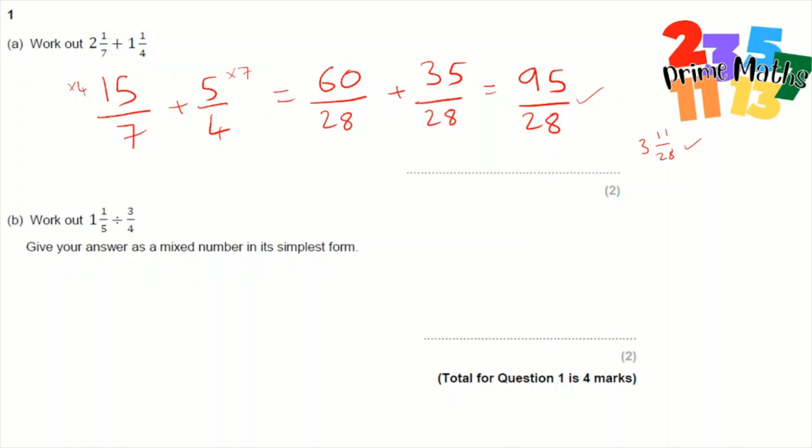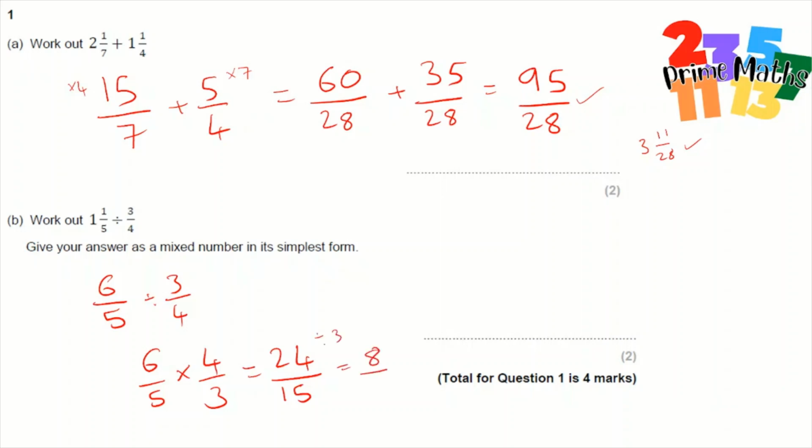Dividing, we need to change the top-heavy fraction again. So 6/5 divided by 3/4. This is the same as 6/5 multiplied by 4 over 3. 6 times 4 gives us 24. 5 times 3 is 15. It wants it as a mixed number in its simplest form. I can divide both the top and the bottom by 3 to get 8 over 5, and as a mixed number that is 1 3/5.